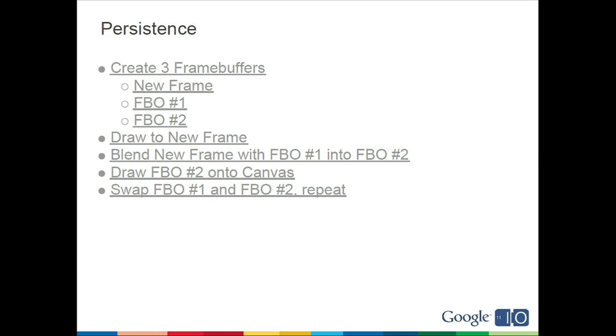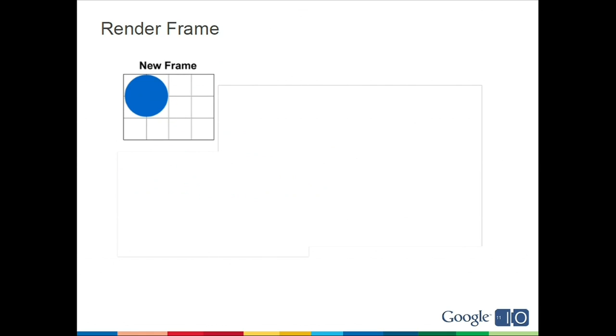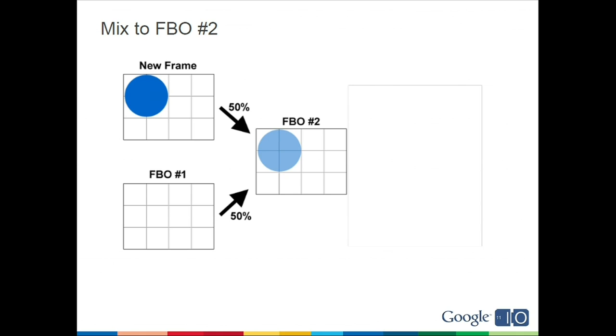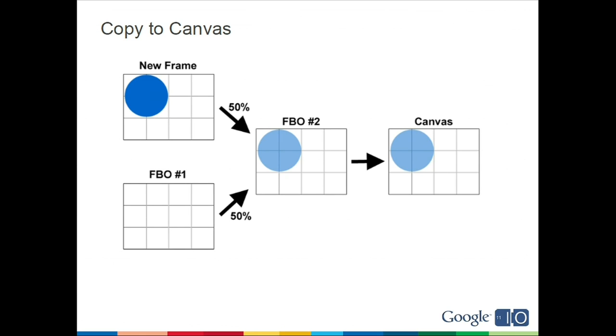And so I'll give you a diagram. Here's our new frame. We drew our scene. Our scene in this case is just a blue circle. It's in the top left corner. Here is frame buffer 1 in the first frame of our simulation or our app. It has nothing in it. So we blend those two, 50% each. We're going to get this in frame buffer 2. And then finally, we need to copy that result to the screen by copying to the canvas.